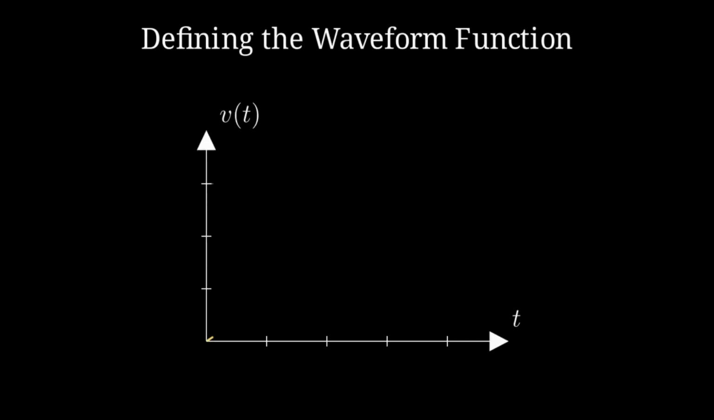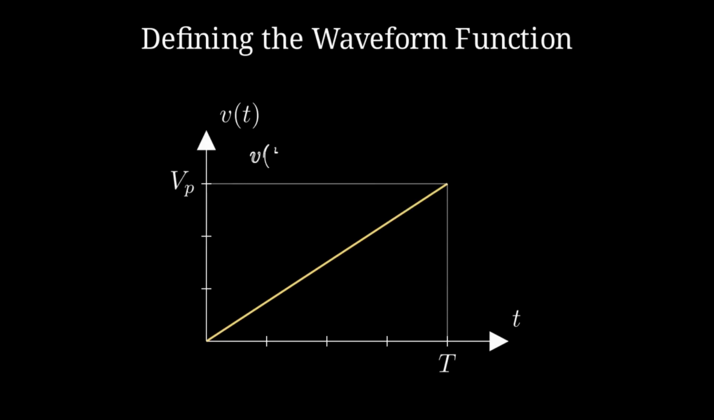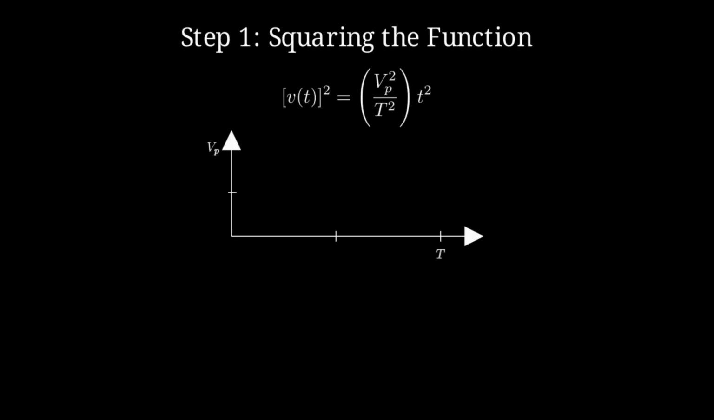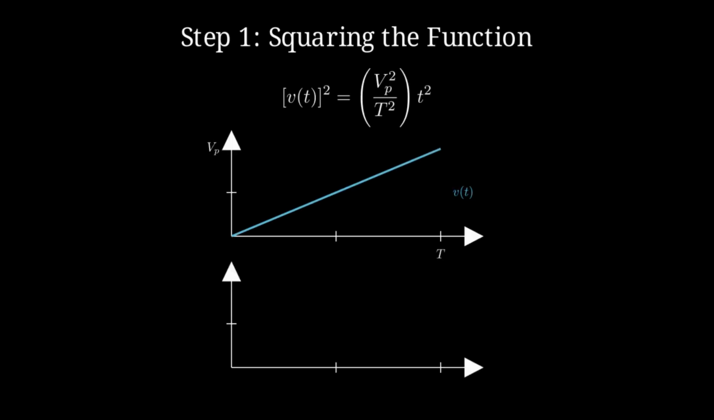To solve for the RMS value, we first need a mathematical expression for the voltage. For a sawtooth wave starting at 0, the voltage is a linear function of time, defined by the peak voltage divided by the period, multiplied by time. Step 1 is to square the instantaneous voltage. Squaring the linear term t results in a quadratic term t squared. This transformation ensures that all values are positive, which is essential for calculating the total energy content over the cycle.